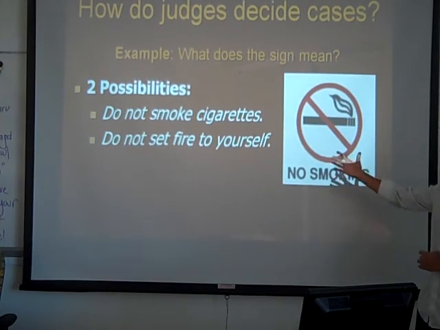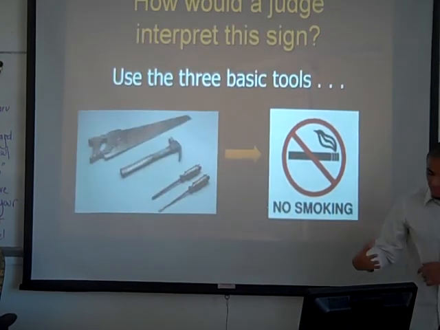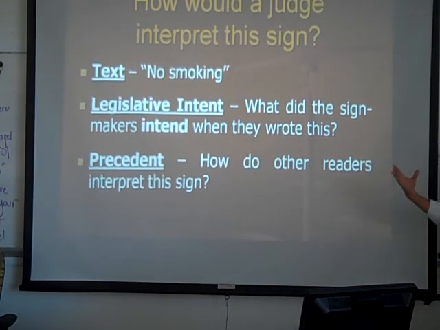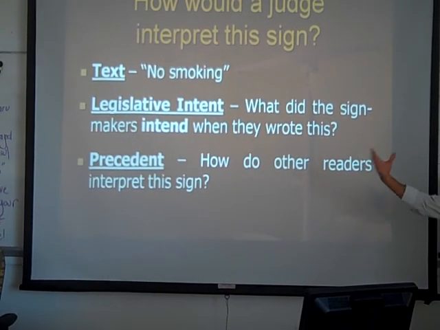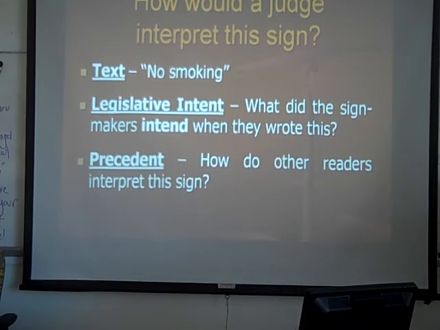I think we all know what the likely answer is in this case, right? But let's go ahead and apply our three tools to the sign so we can see how we get at that answer, right? So the first tool, text: no smoking. That's literally what it says. Those are the words it uses. If we see this sign in a restaurant, that's not going to help us that much, right? Because no smoking, again, can mean two things. It can mean, do not smoke cigarettes, or it can mean do not spontaneously combust in the middle of the restaurant, right? It's vague, it's unclear, right?